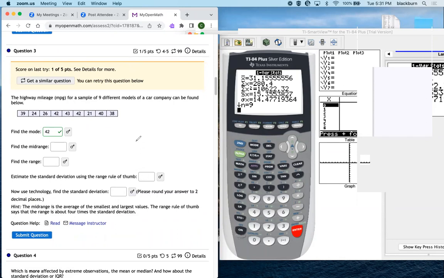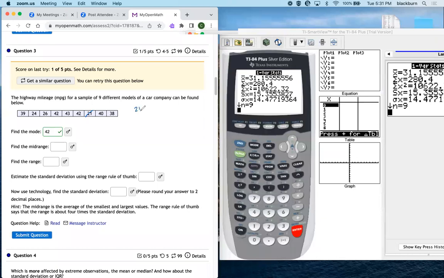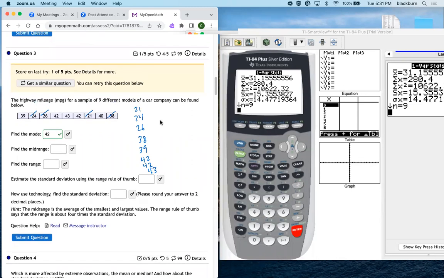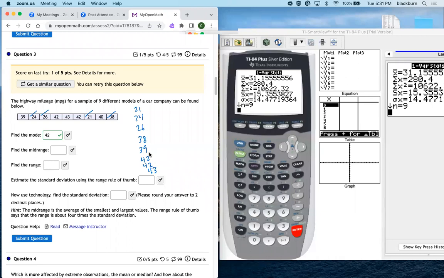So what might be beneficial in our problem is to order these from smallest to largest. So 21 is the smallest. Let's see what the next one is. 24, then 26, and then 38, 39, 42, 42 and 43. Right, I think those are our 9 data values. I missed one, didn't I? 21, 24, 26. I missed 40.